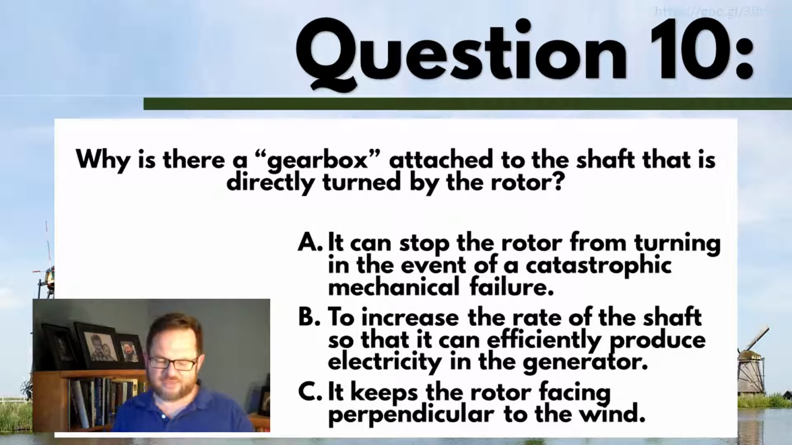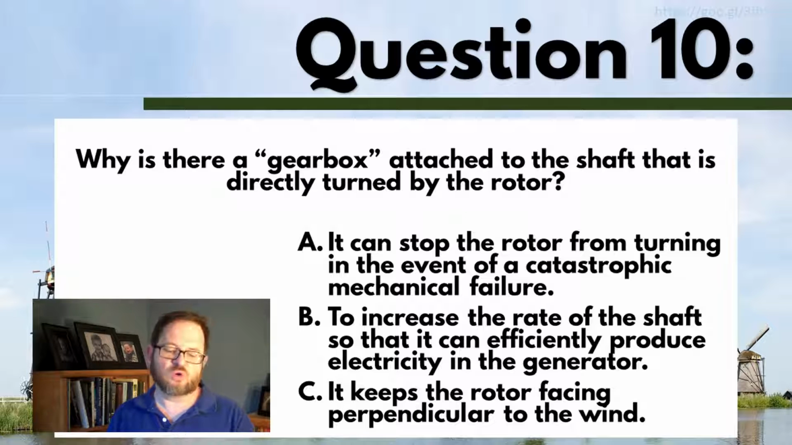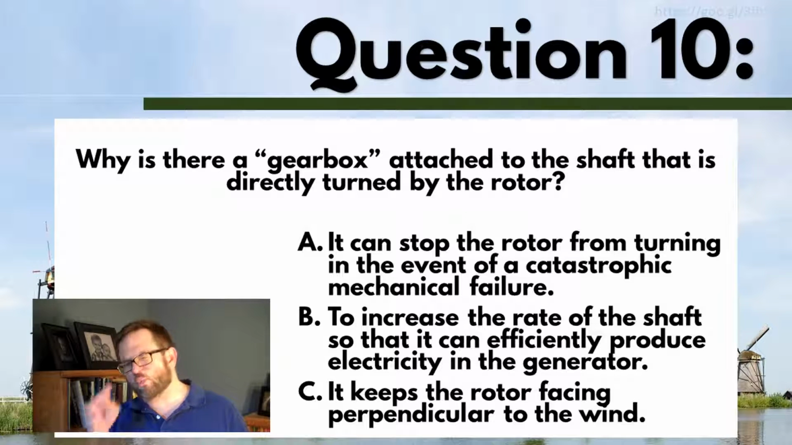Question 10. Why is there a gearbox attached to the shaft that is directly turned by the rotor? A, it can stop the rotor from turning in the event of a catastrophic mechanical failure. B, to increase the rate of the shaft's rotation so that it can efficiently produce electricity in the generator. Or C, it keeps the rotor facing perpendicular to the wind. Which of those are why we have to have a gearbox in the nacelle of a horizontal axis wind turbine? All right, make a choice from those three options and get a little feedback before we go on.